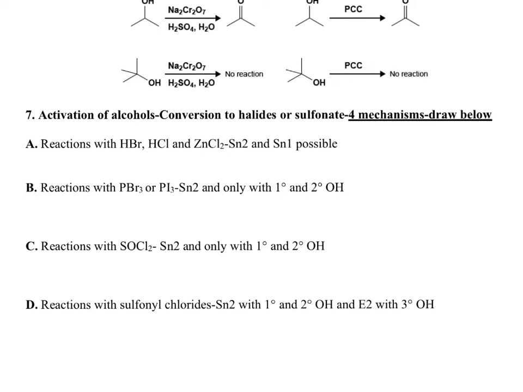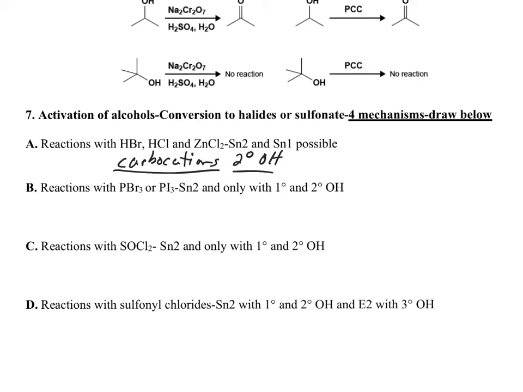All right? SN1 and SN2 are possible, but these ones form carbocations. Obviously only with secondary OHs, not primary, can't do that. But they can form carbocations, so that's a problem, because carbocations will rearrange.